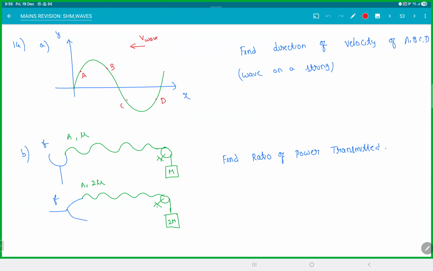Second thing, there are two tuning forks, one kept vertical, one kept horizontal. Mass is m and 2m, amplitude A, mu and 2 mu. Find the ratio of power transmitted in the string.